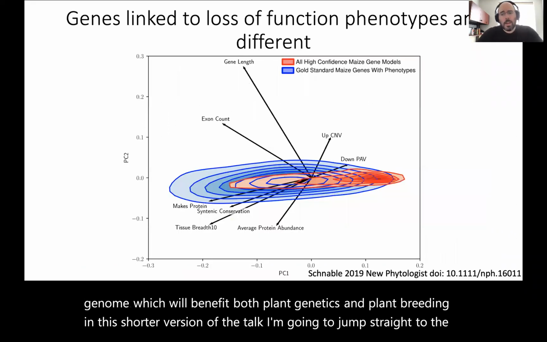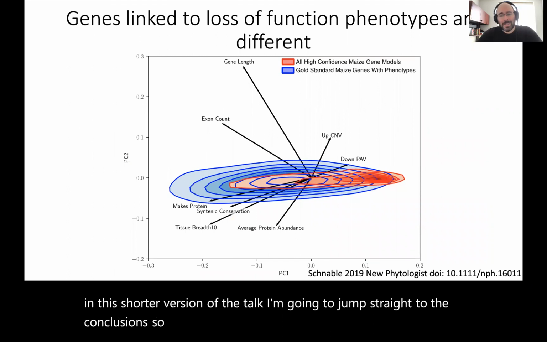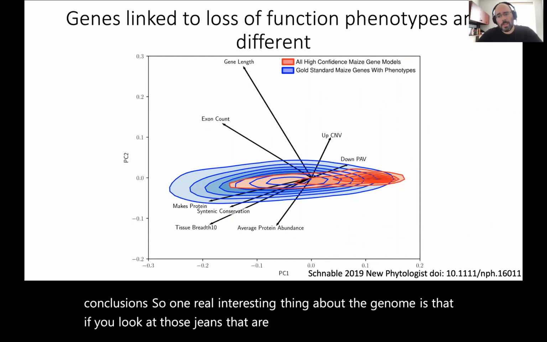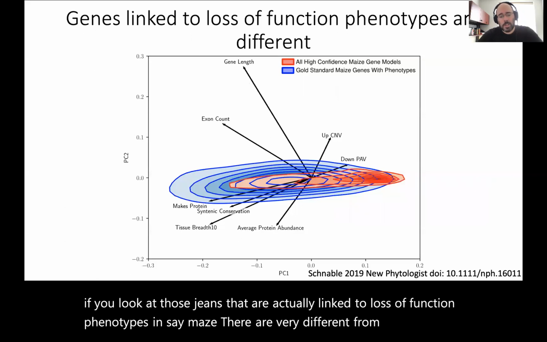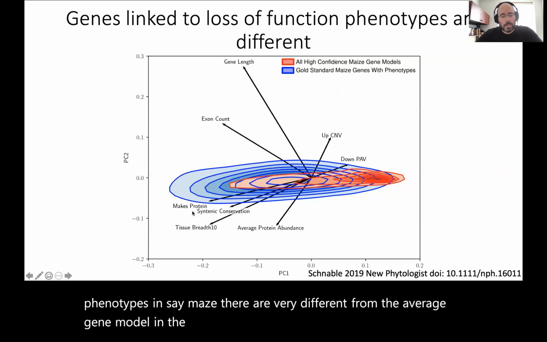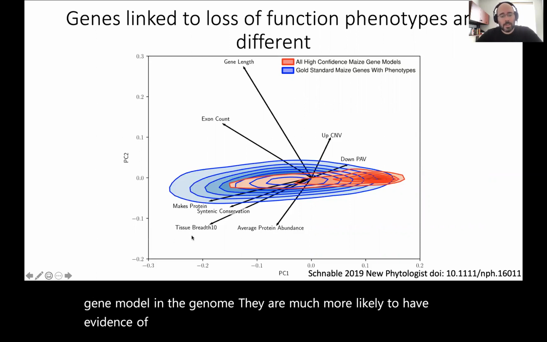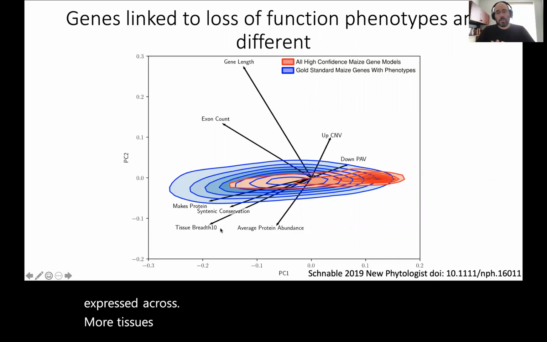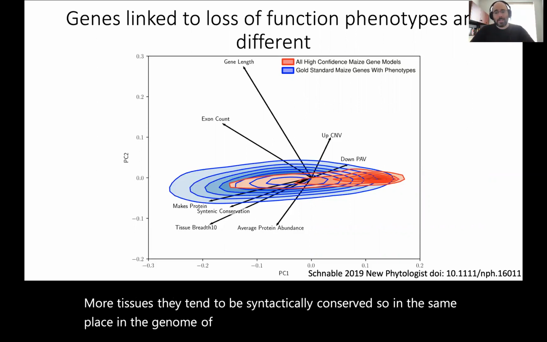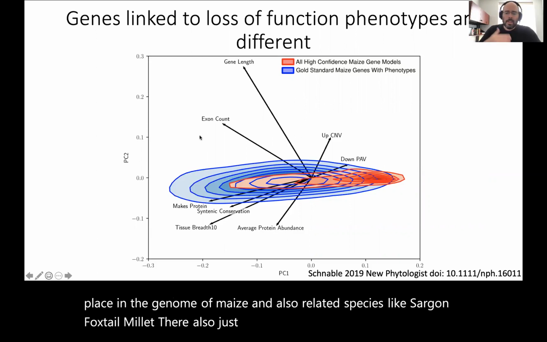So one really interesting thing about the genome is that if you look at those genes that are actually linked to loss of function phenotypes in, say, maize, they are very different from the average gene model in the genome. They are much more likely to have evidence of actually being translated into protein. They tend to be expressed across more tissues. They tend to be syntenically conserved, so in the same place in the genome of maize and also related species like sorghum and foxtail millet. They're also just longer and have more exons.